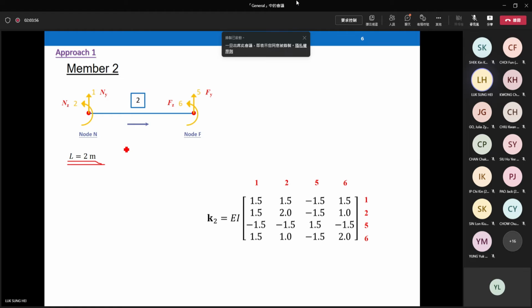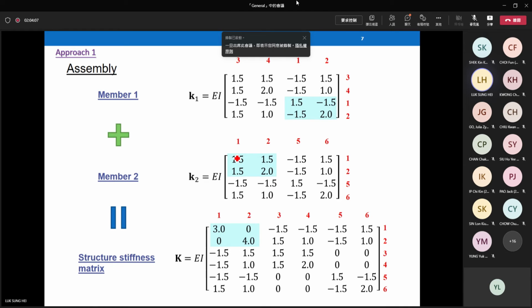This is what I call step 2: calculate the element stiffness matrix. And then step 3 may be critical and difficult, because you have to combine K1, K2 together to form the whole structure stiffness matrix. I highlight the overlapping region in blue because they overlap only along row index 1, 2, column index 1, 2. So I highlight this region to help you see which part you have to do a little bit of calculation.